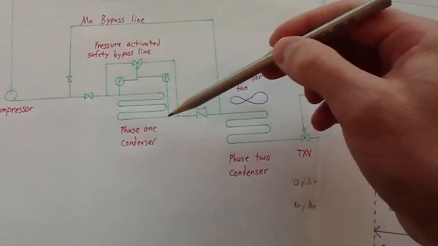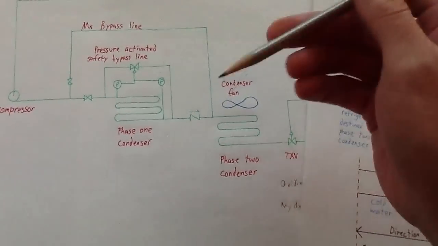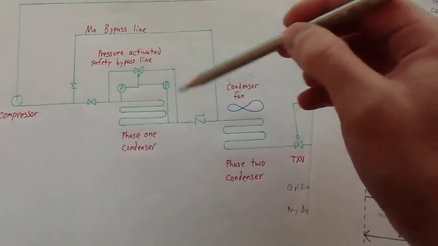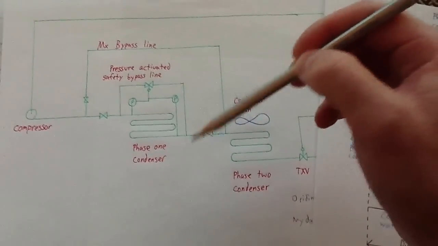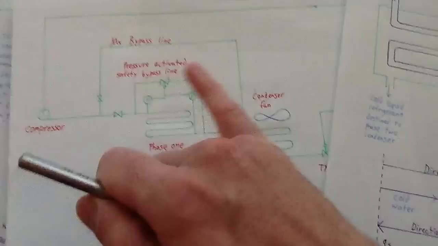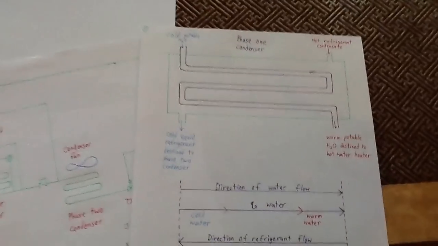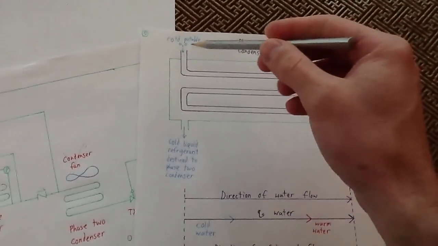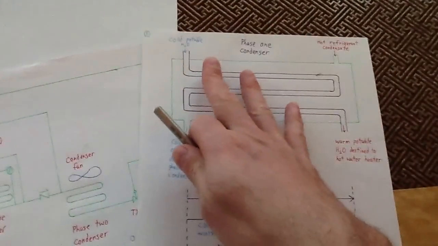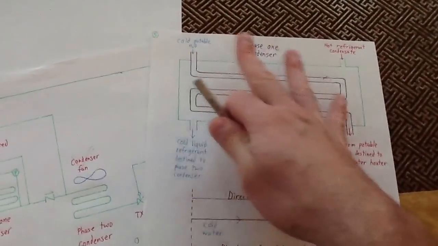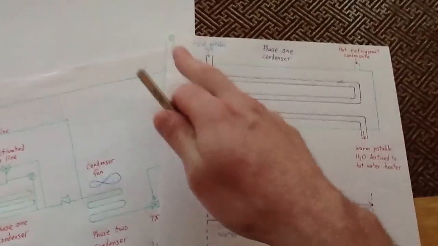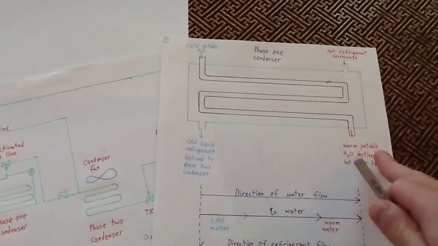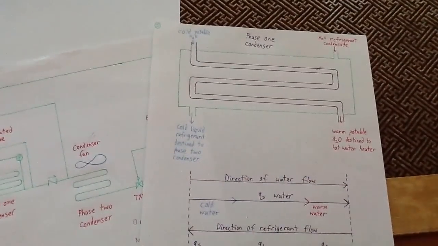It's going to immediately detect that there's a pressure differential that's not good, and it's going to open the safety bypass line. It's going to isolate this system, allow the refrigerant to continue on, and also on the other side of this, it's probably going to have another system set in place to then isolate the potable water here and have the potable water bypass this before it continues on to the hot water heater.